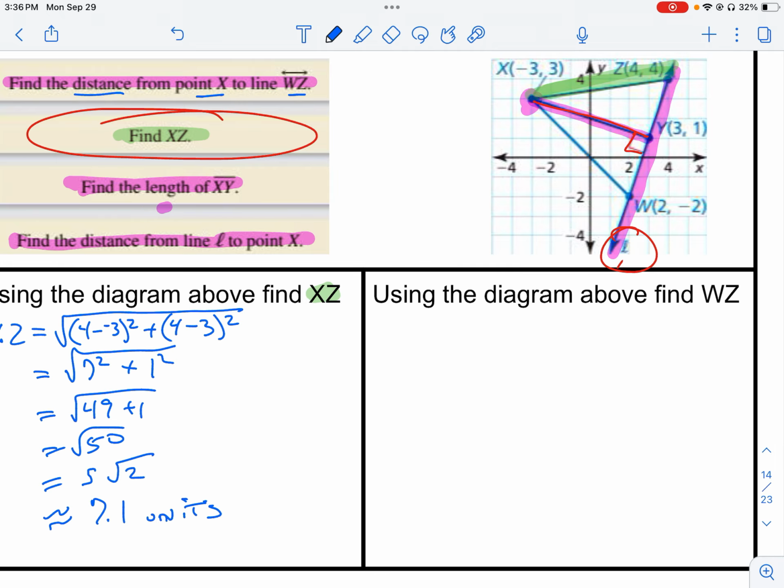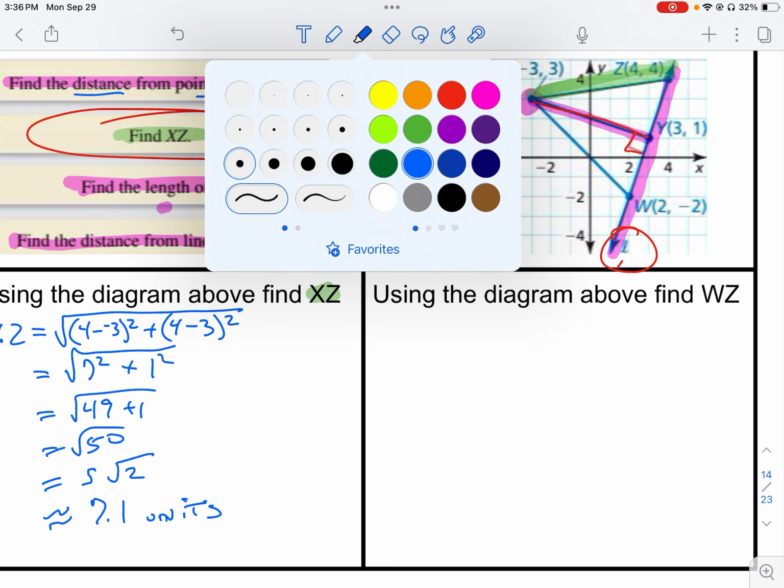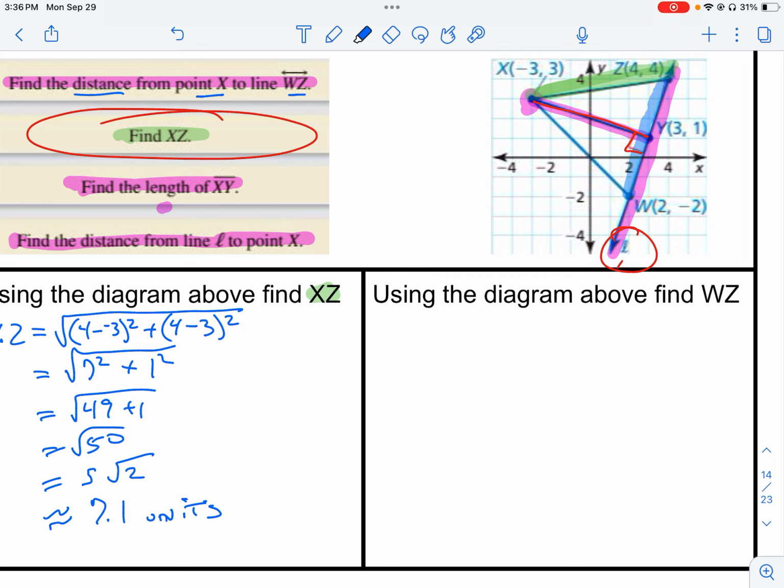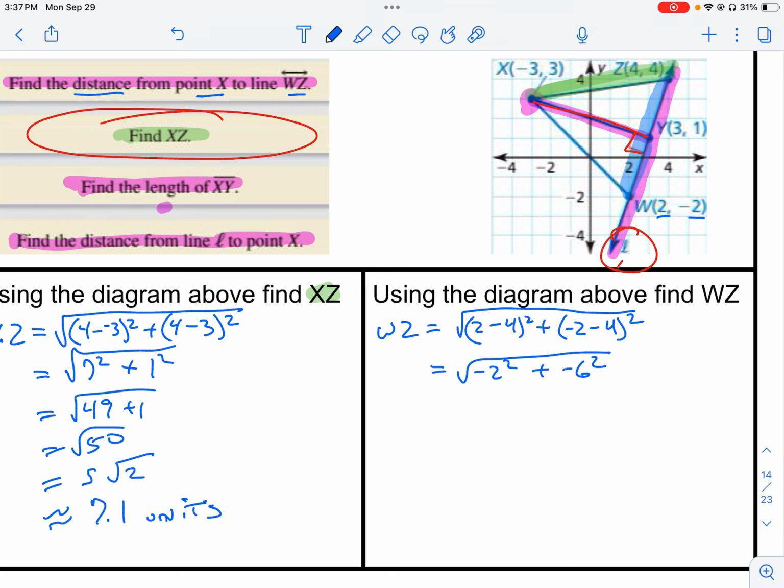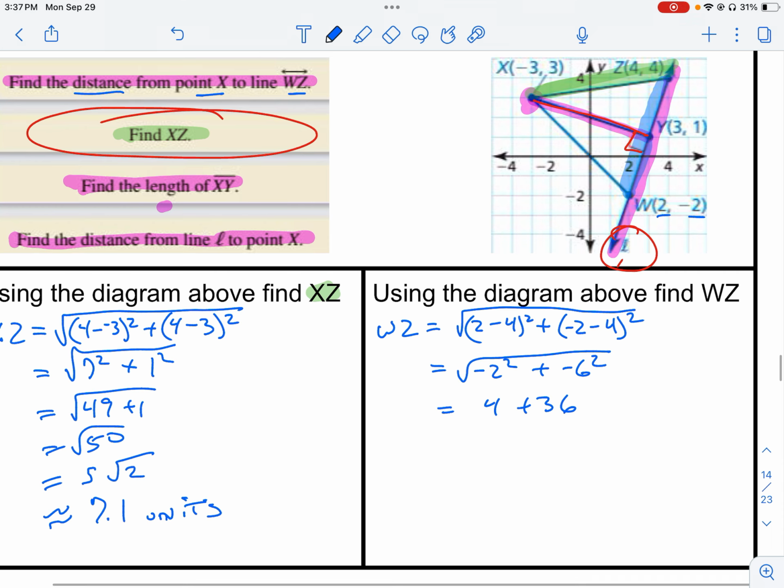Now we want to find WZ. Well, WZ is right here. So we're just using our distance formula again. So let's go ahead and plug it in. So we get 2 minus 4 plus negative 2 minus 4. So we get negative 2 squared plus negative 6 squared. So that's 4 plus 36.